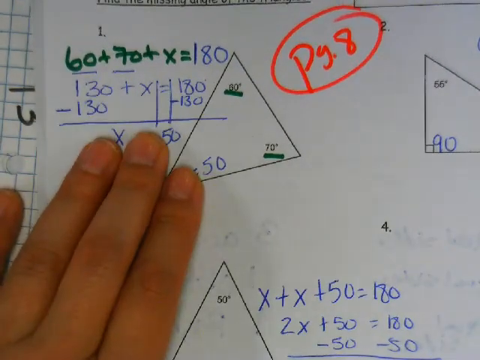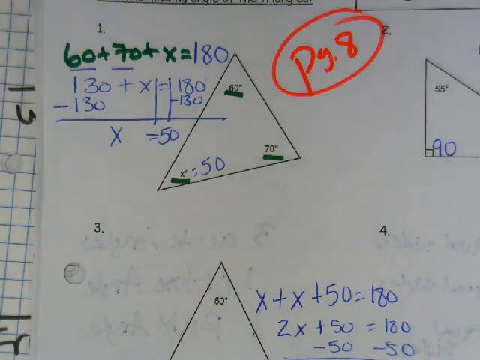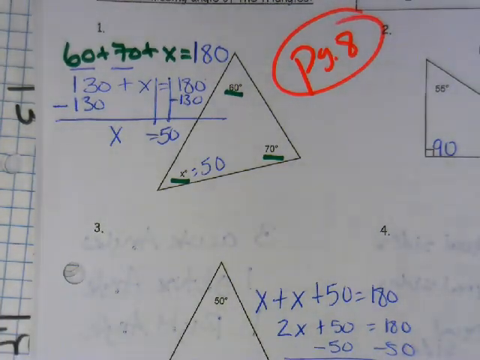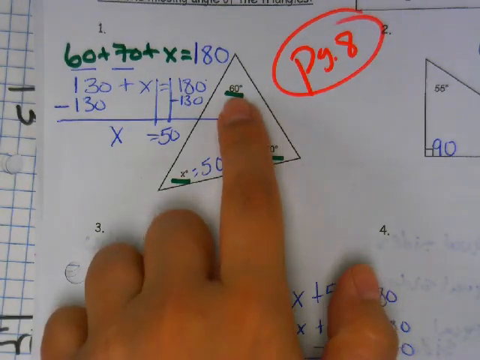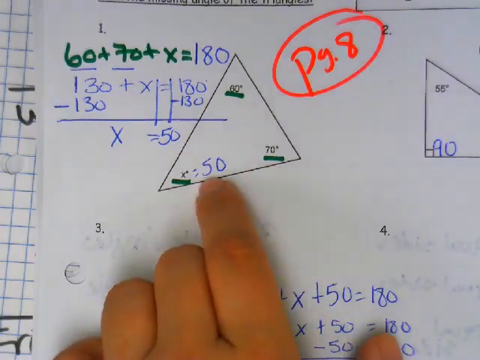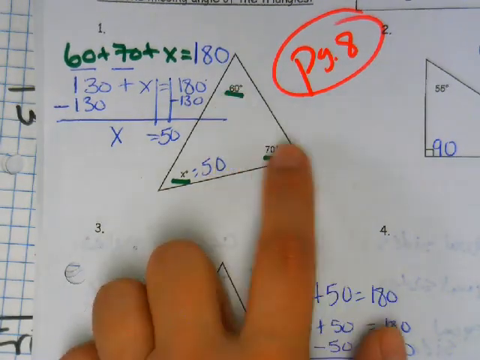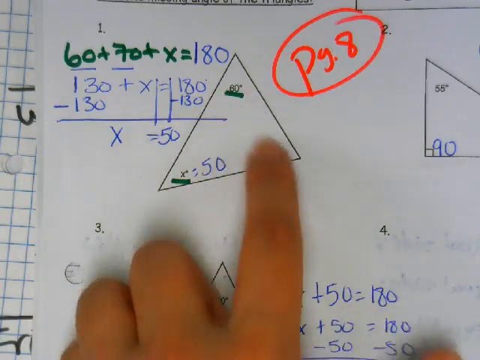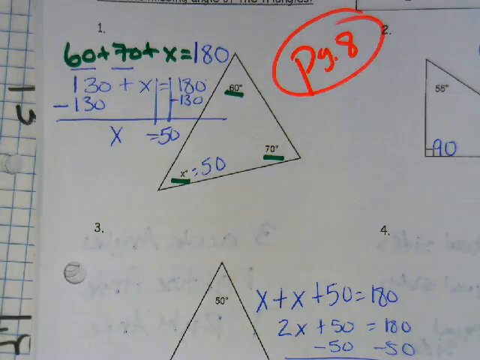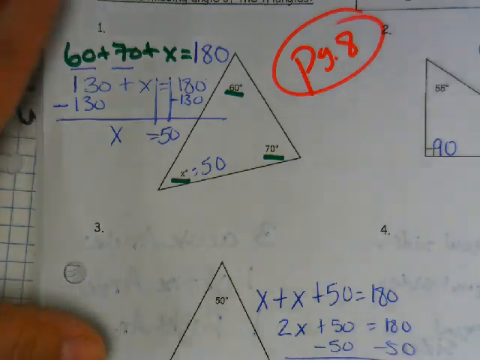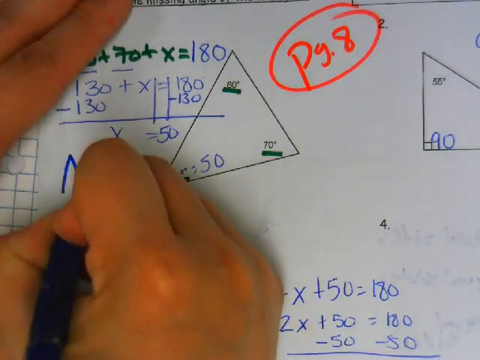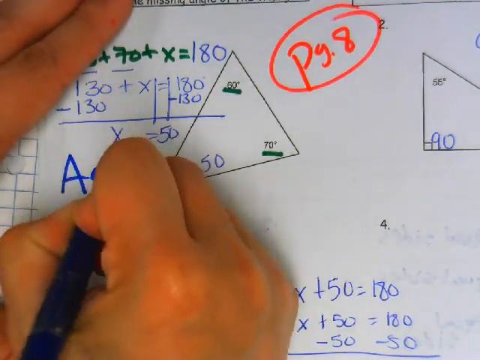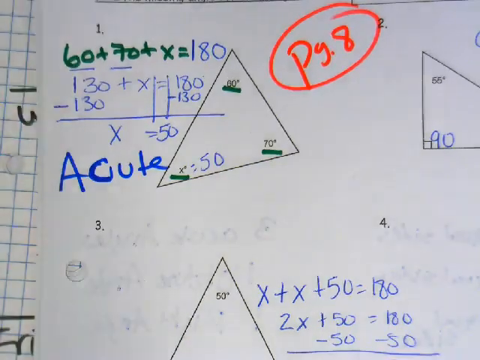So, number 1. Let's go back to number 1. 2 names. Make sure I can see them. Number 1. Let's look at the angles. 60, 70, 50. Are any of them 90? Nope. Are any of them obtuse? Nope. So they're all acute. All of them are less than 90. So we call this one acute. Now, what about the sides?